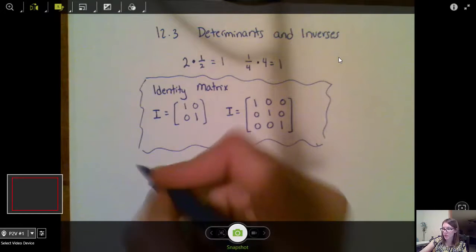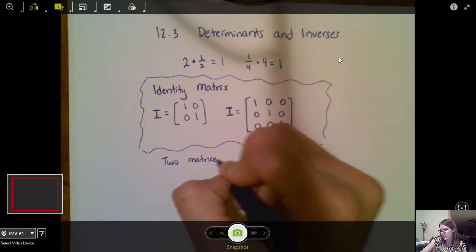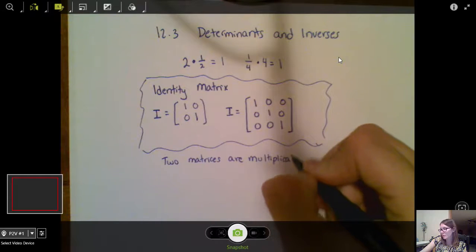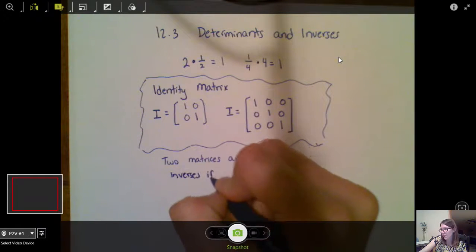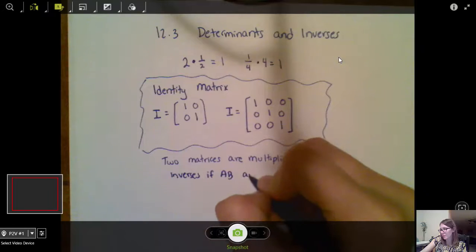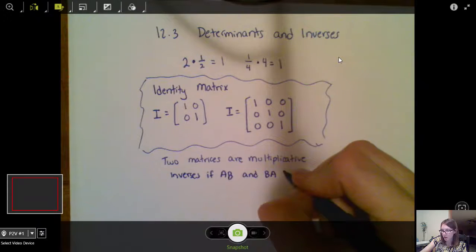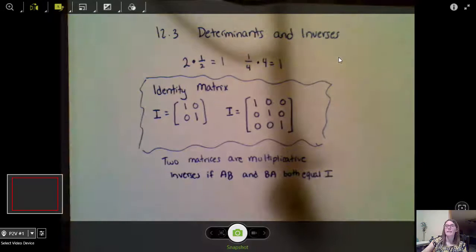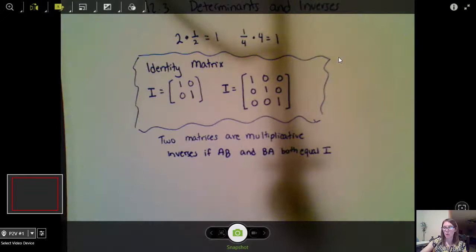Now, as far as matrices go, 2 matrices are multiplicative inverses if A times B and B times A both equal the identity matrix. So it has to work both ways. A times B and B times A both have to give us the identity matrix.